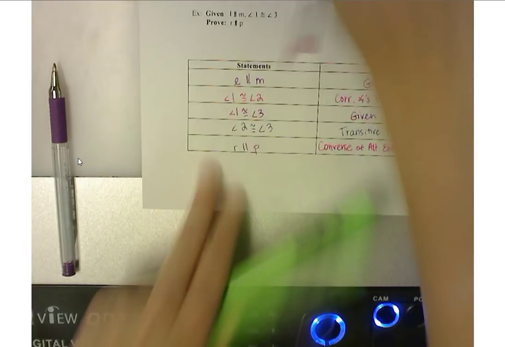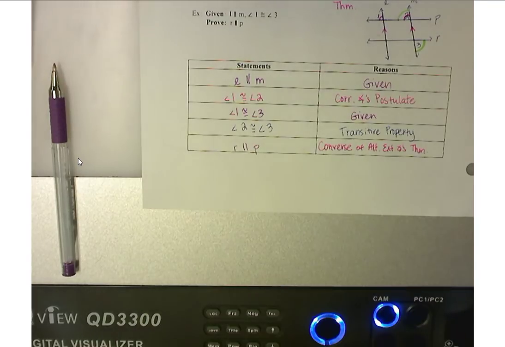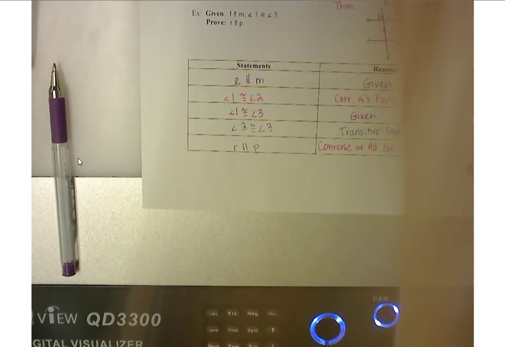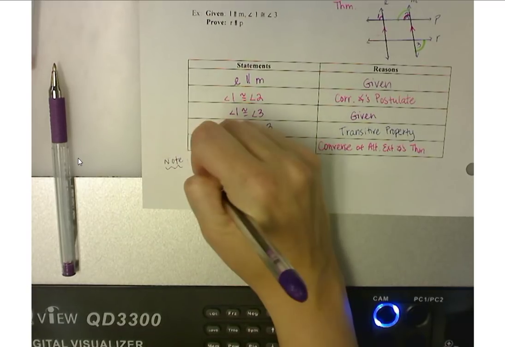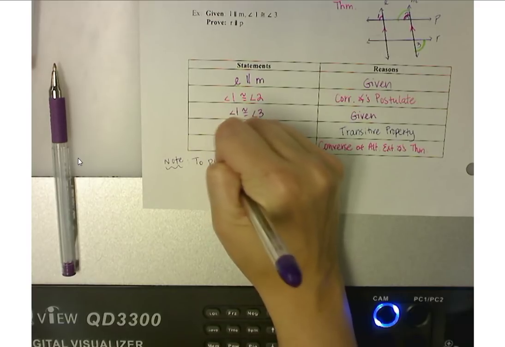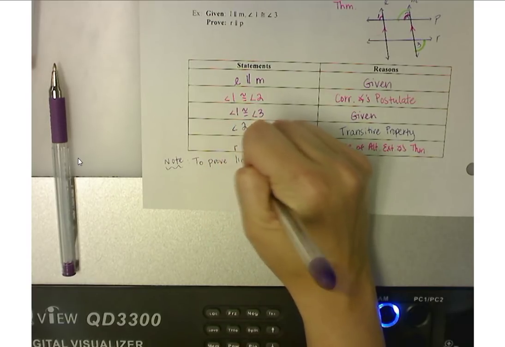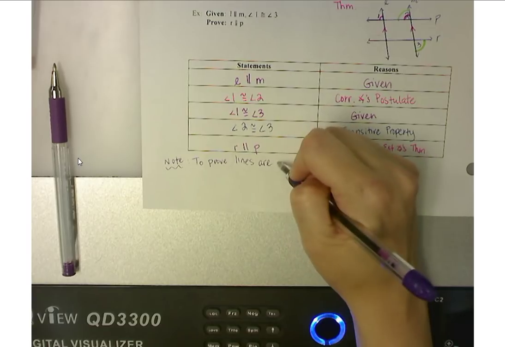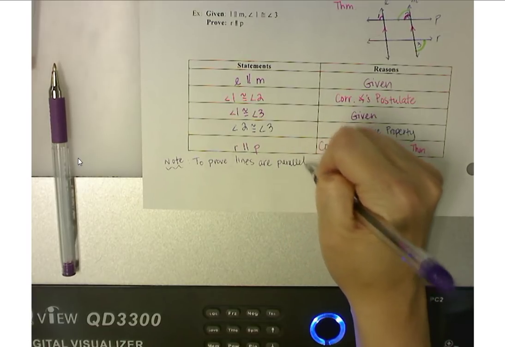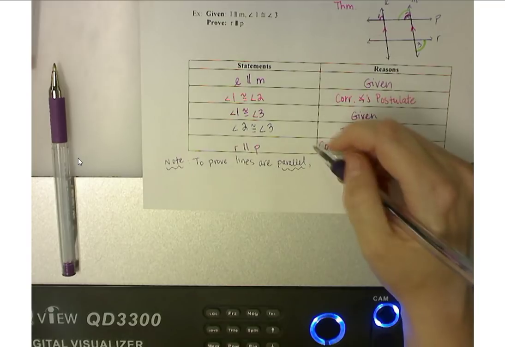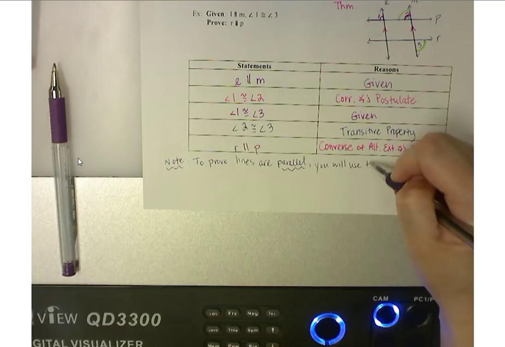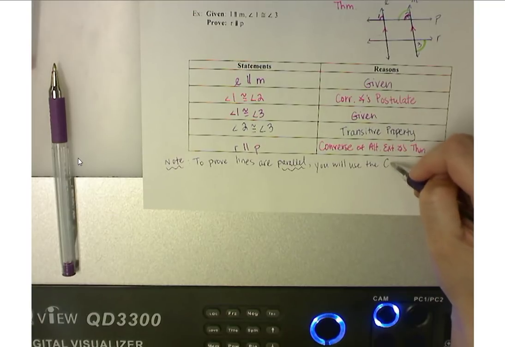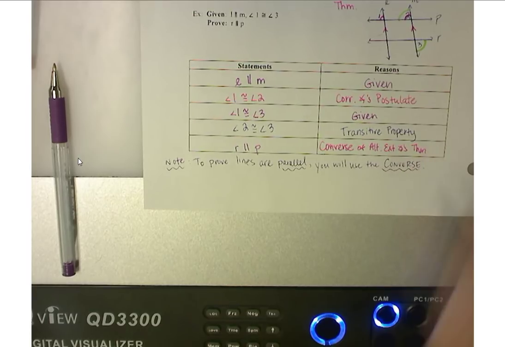All right, so I said this to you once already, so we're just going to write a note as our reminder. And our note is to prove lines are parallel. And yes, you need to write this down. So to prove lines are parallel, you will use the converse. Okay, you will use the converse.